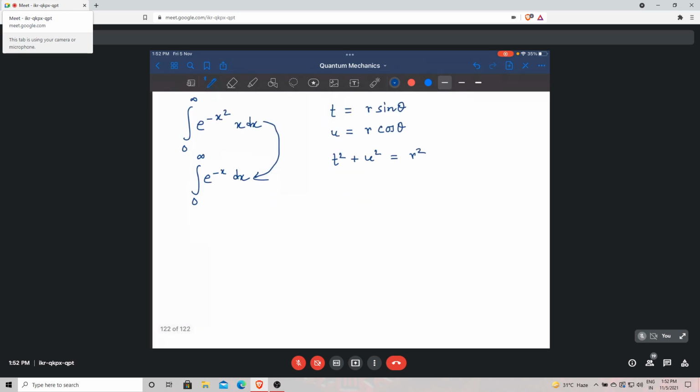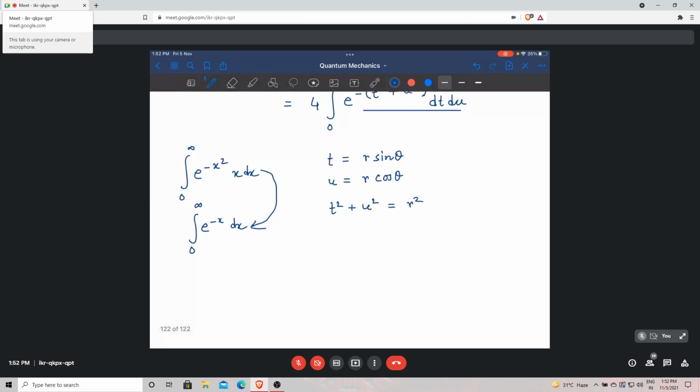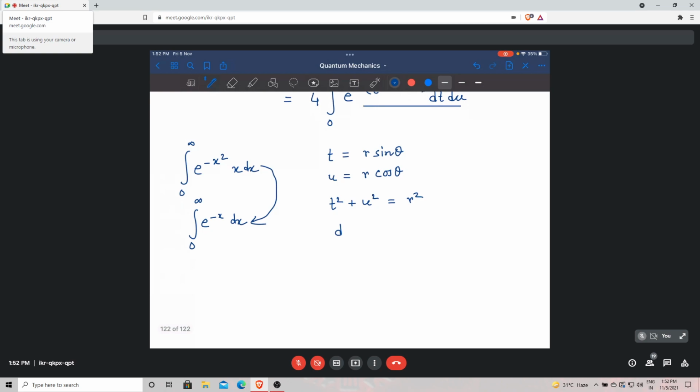Now you see how we do that, right? And what would be this dt du? Have you studied polar coordinates in vector algebra? Cartesian coordinates, polar, spherical. So you tell me what will be dt du?